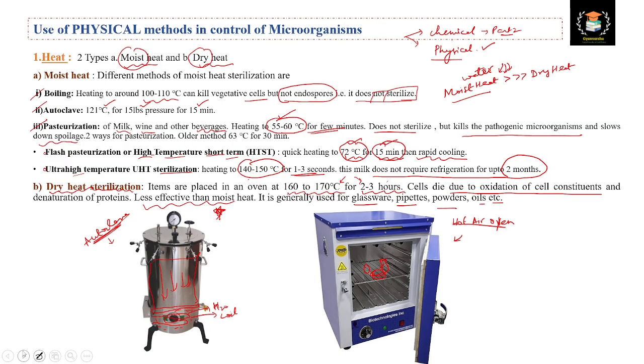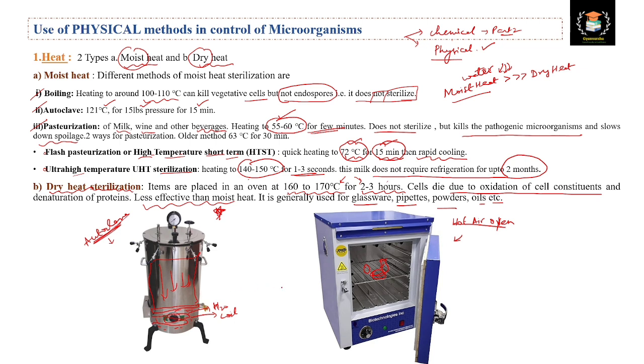So what are they? Heat. Heat is using moist heat or dry heat sterilization. Moist heat sterilization is generally done using an autoclave, which works on the principle of a pressure cooker. Here, the important thing is the temperature is raised to 121 degrees Celsius. The pressure is raised to 15 lbs, and at this particular condition it is sterilized for about 15 minutes. Then the thing is said to be autoclaved or sterilized.